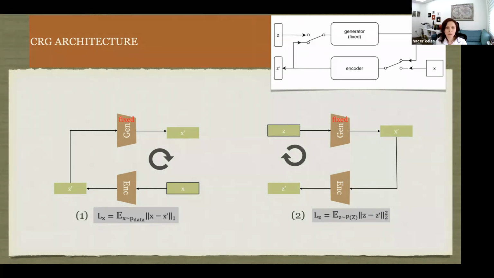In the second loop, we start with a randomly sampled Z and generate an image, X prime. Then we embed that image to the latent space using our encoder, we obtain Z prime, and then we minimize the L2 distance between the sampled Z and the reconstructed Z.